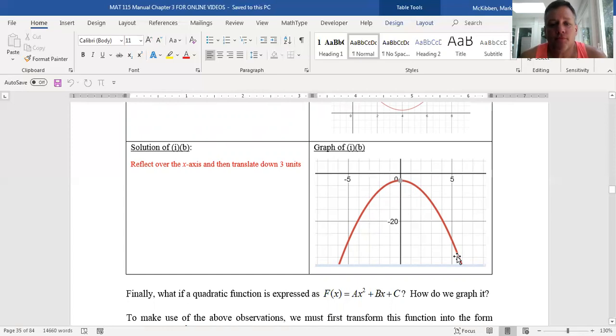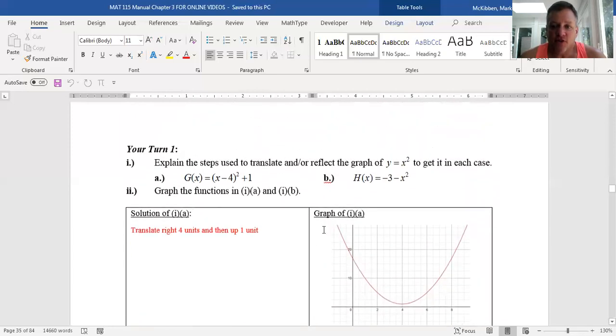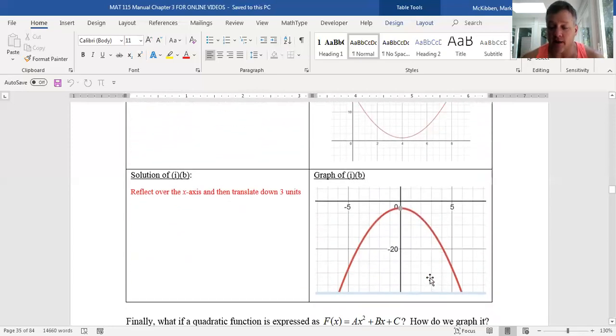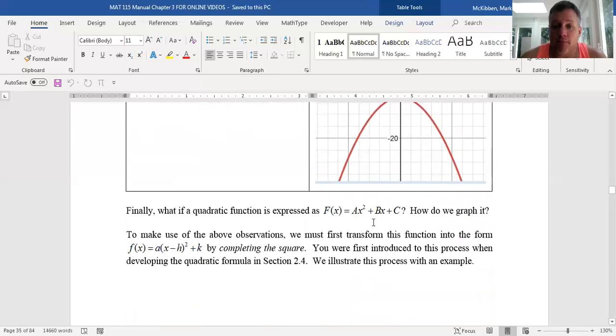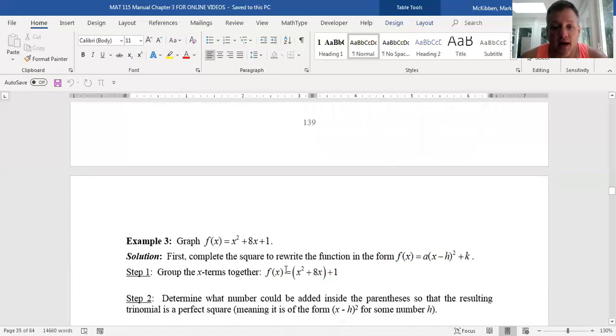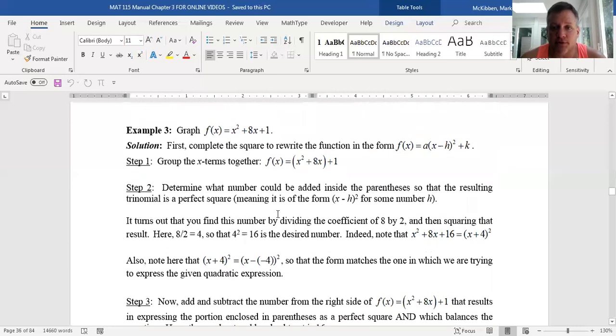Okay. All right, and then finally, what if I have a general quadratic, right? So if the function's already in the vertex form, I can use those translation and reflection results to graph it, no problem. But they're not always going to be in that form, right? And so what we have to do is transform this guy into this one by some algebraic method, and that method is called completing the square. All right, so we're going to look at this in a couple of examples.